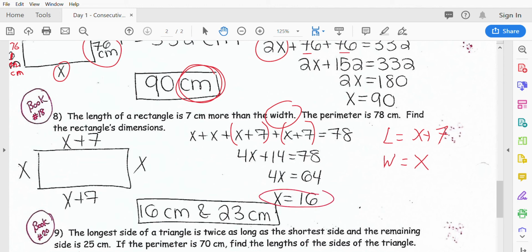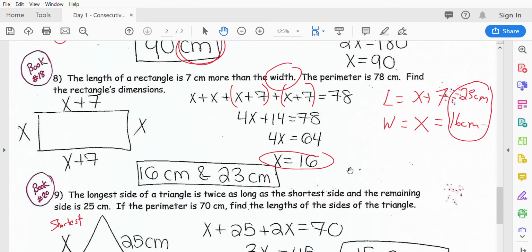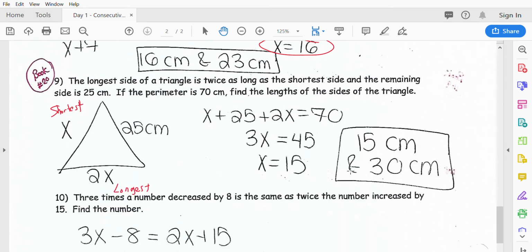So the width is 16 centimeters, and the length is 23 centimeters. Once again, make sure that you write the units if they give them to you in the word problem. Number 9, the longest side of a triangle is twice as long as the shortest side, and the remaining side is 25 centimeters. So the remaining side, that's easy enough, 25 centimeters.